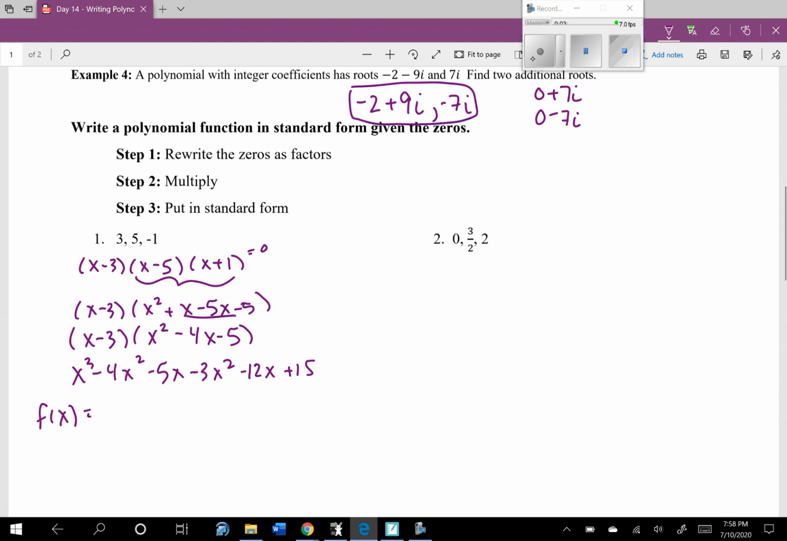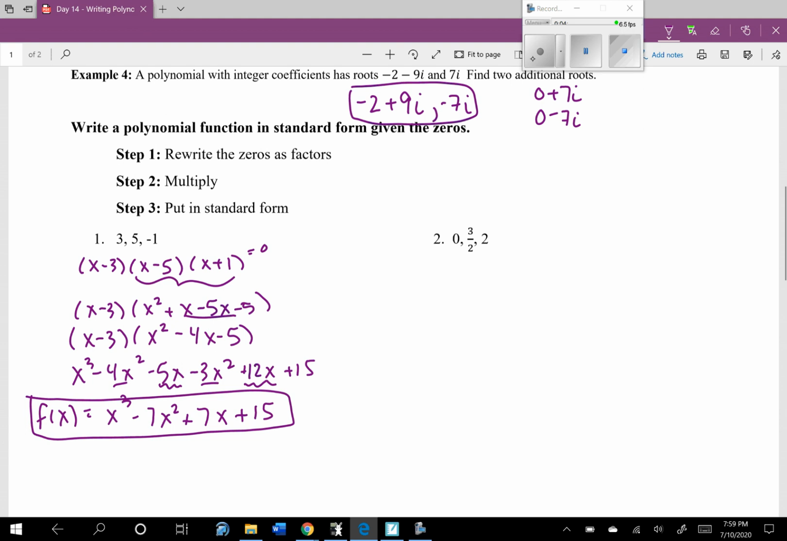So f of x is equal to x cubed. Here we have the like terms, so minus 7x squared. And then here and here are like terms, so I think that should have been plus 12, minus times minus is plus, sorry. So here and here, that would give us plus 7x and then plus 15. So this would be our polynomial equation.